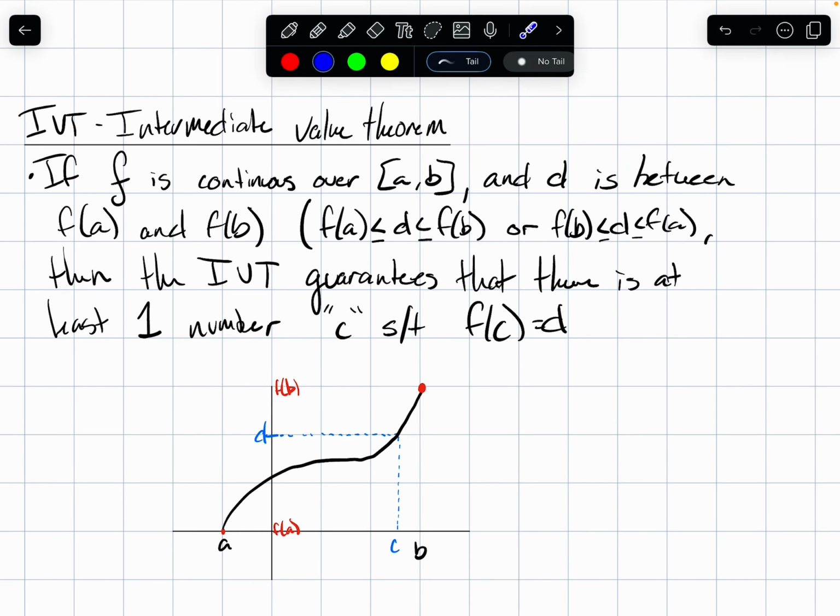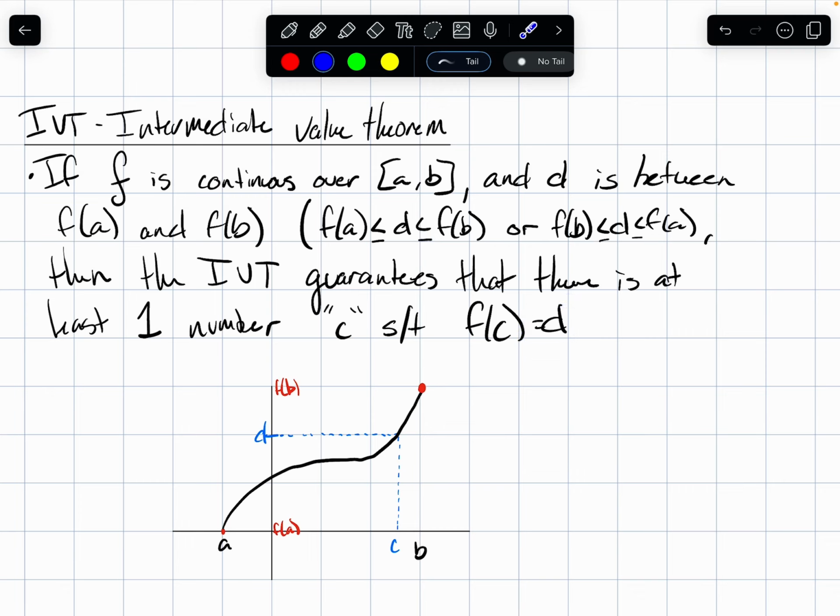And d is between those two values, so that's kind of just a different way to write it. It doesn't matter if the second one is higher or lower. So a could be first, b second, or b then a. It doesn't matter. Then the intermediate value theorem guarantees that there's at least one number c, so this is an x value, such that our function at that point equals d.